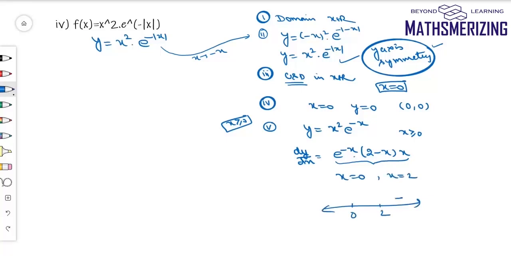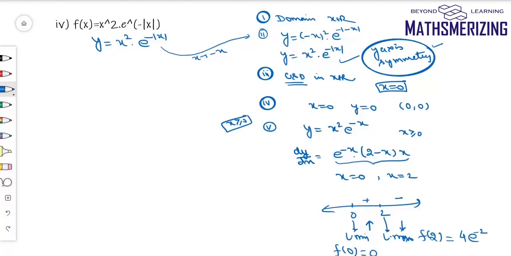Rightmost it is minus, so this is minus and this is plus. So between 0 and 2, this function will increase and from 2 to infinity, it will decrease. Now at 0, it will have local minima and at 2, this function will have local maxima. I'll also find these values. So if I put x as 0, I'll get y as 0. And if I put x as 2, I'll get y as 4 into e to the power minus 2.